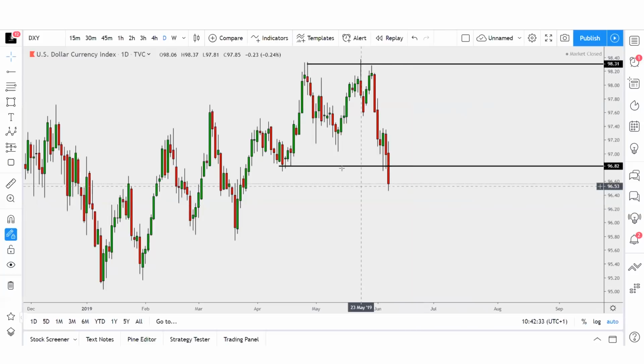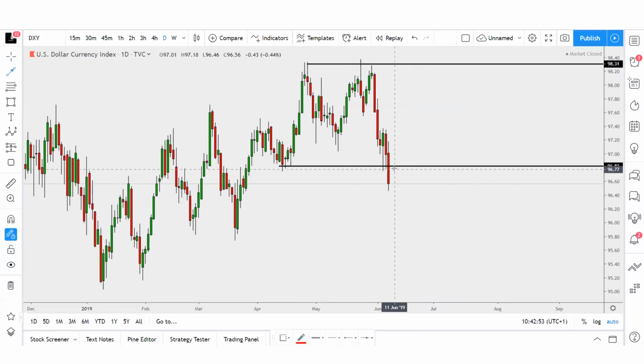Now, looking at the structure, we are clearly breaking previous structure lows with no hesitation whatsoever. We have our first push to the downside with our slight exhaustion, making our new lower high of this new structure. We had no problems smashing through this 96.82 level here, breaking the second structural low, and now making a new lower low on this formation.